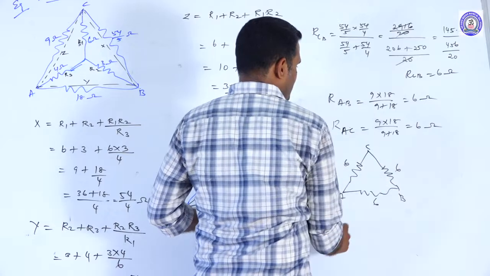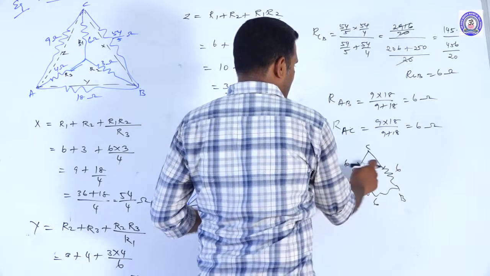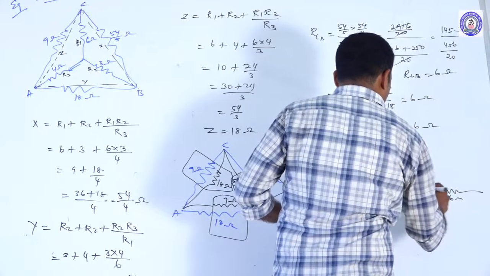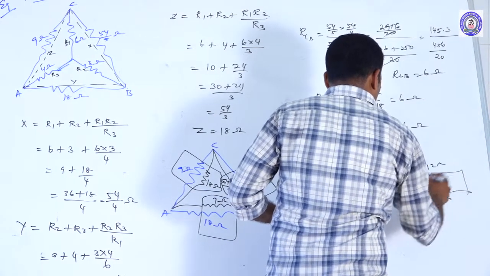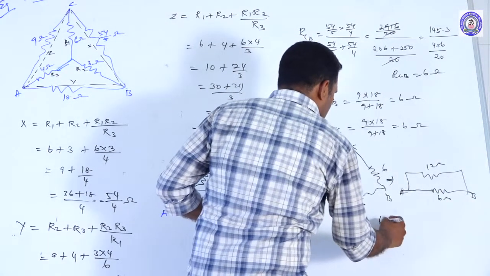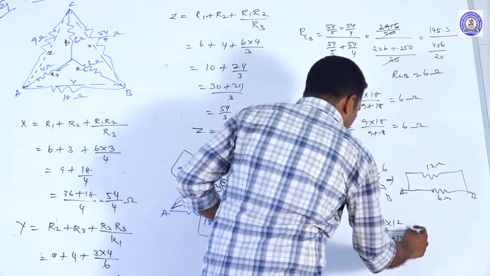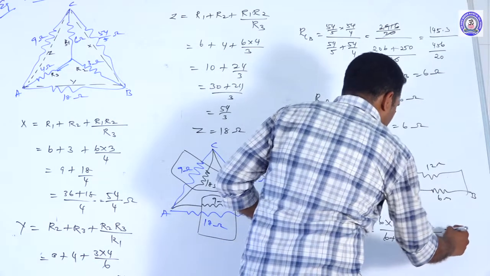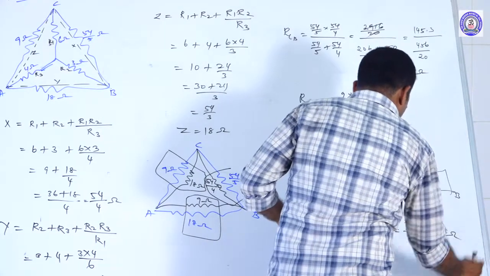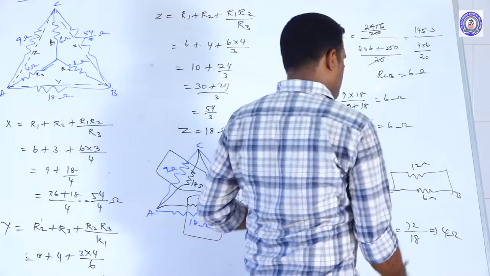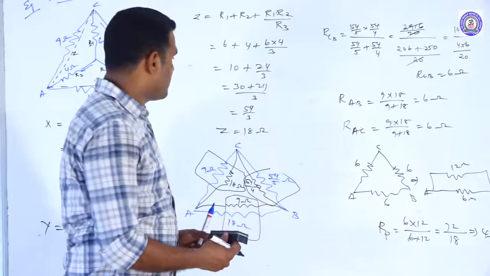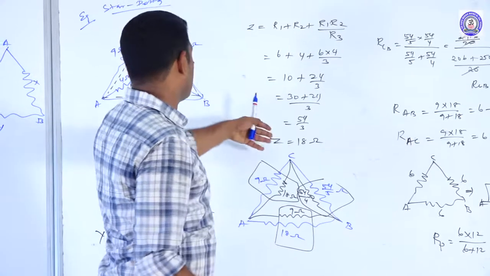Now AC and CB are in series, and their effective resistance is in parallel with AB. 6 plus 6, 12. So this circuit reduces to 6 ohm and this one is 12 ohm. This is AB. 6 and 12 are in parallel. RP is equal to 6 into 12 divided by 6 plus 12. So 72 divided by 18. That's all. The effective resistance across AB is 4 ohm. This is how star to delta connection is used.